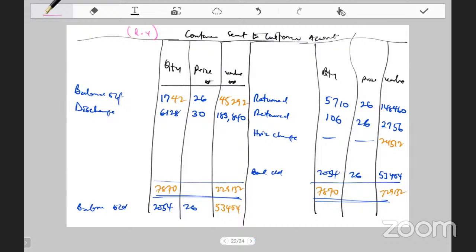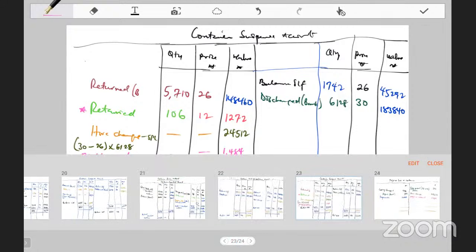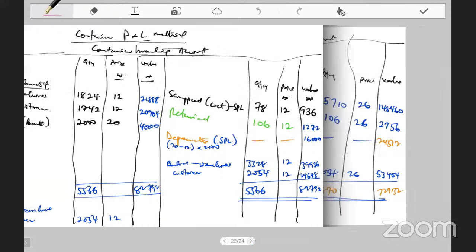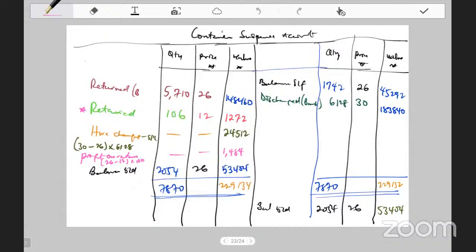Do you get that now? You know the double entry that we did for this retain is that we credited the container inventory account and we debited the container suspense account. So the shortfall that was not taken care of is the profit. So what do I have? Now let's get the answer.